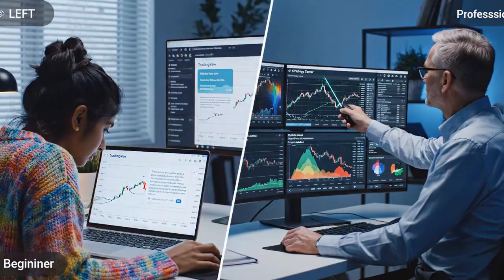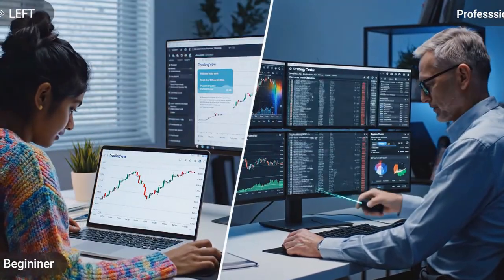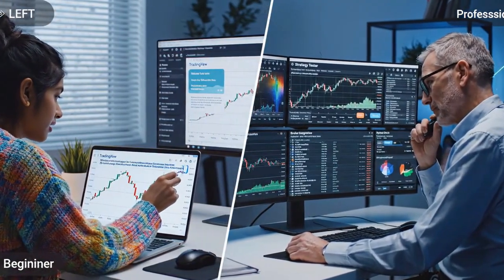Beginners can use it to learn charting. Active traders get full value by unlocking premium tools. Professionals will appreciate the depth.